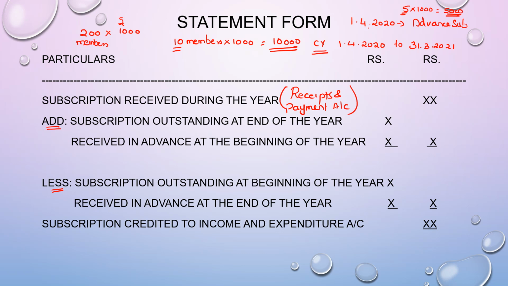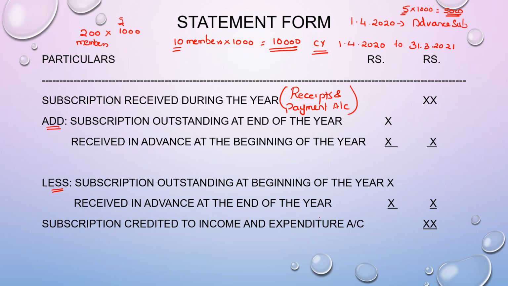But when is it going to be received? In the current year. The members are going to come back in the next year and pay the previous year amount as well. So that is why whatever is outstanding at the beginning of the year is related to the previous year. And therefore, that amount which is related to previous year, although received now, would be included in the amount received during the year. That has to be removed because it is not related to current year but related to the previous year. So we subtract subscription outstanding at the beginning of the year.